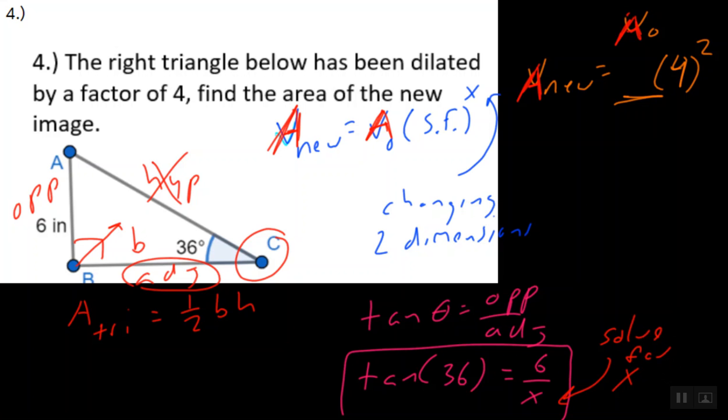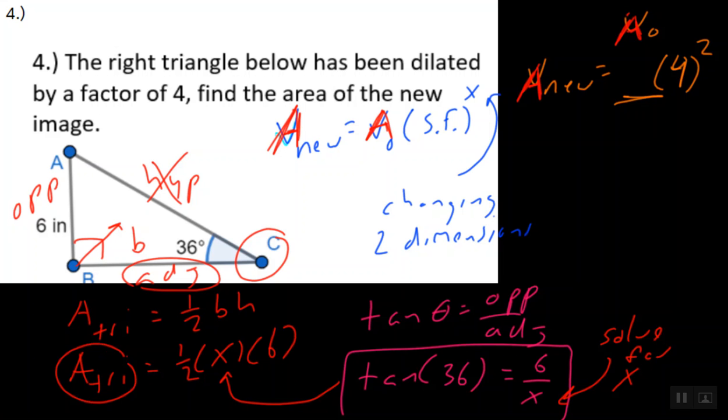X is really the base. You're going to plug it in. So for the area of our triangle, it'll be 1/2 times whatever you find for x times the height, which was 6. And then whatever we find for the area of the triangle, we're going to plug in right there. And we'll do the area of the triangle times 4 squared, and that will give you your new area. Alright, let's move on to our next problem.